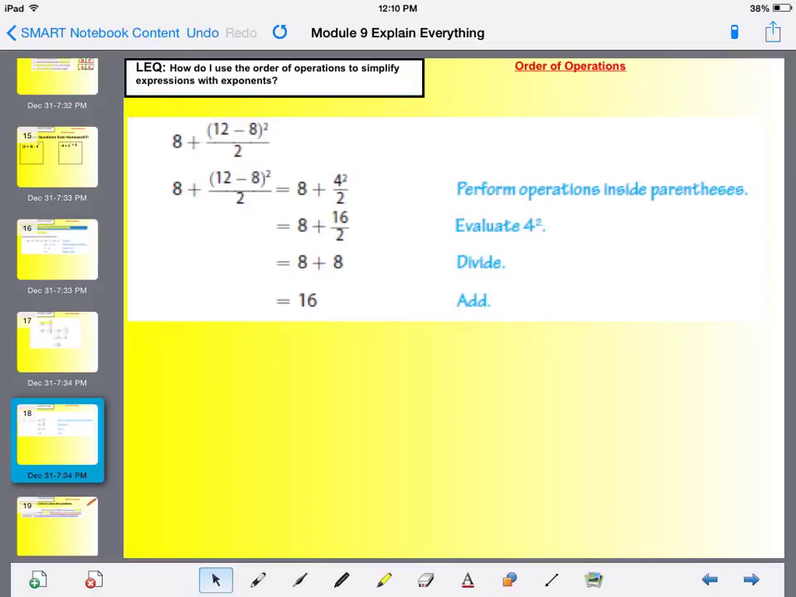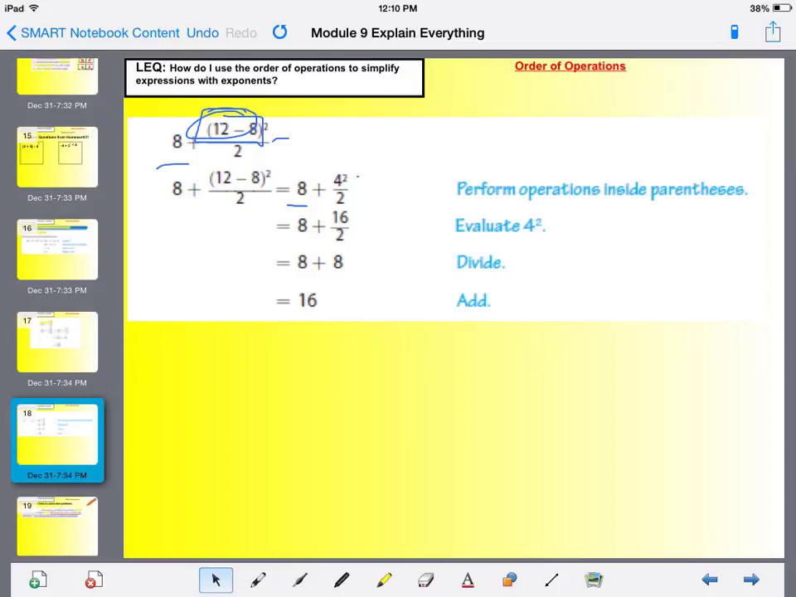In this example, we start with the numerical expression 8 plus, the numerator is 12 minus 8, that's squared, divided by 2. So what's in the parentheses is what we're going to work first, and so we're going to go 12 minus 8, which is 4, and that's what we're going to square. So when we rewrite this, we will rewrite 8 plus, we have already determined that 12 minus 8 is 4. We're going to square that, divided by 2. Next in the order of operations is we're going to evaluate the exponent. So 4 squared, or 4 times 4, is 16.